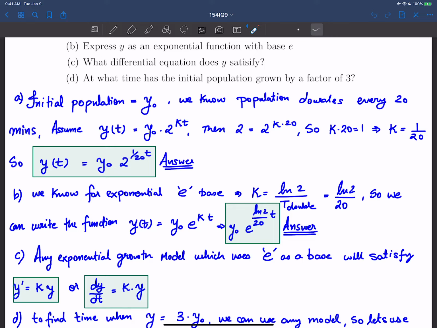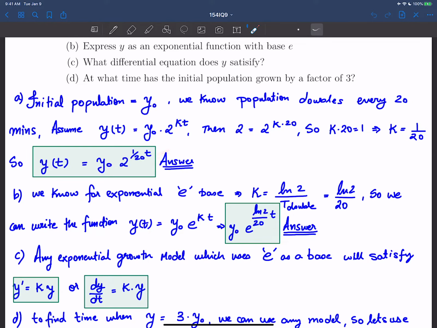Now part D is asking: at what time does the initial population grow by a factor of 3? So we're looking for the t value where the population is 3 times y naught, the initial value. To find that, we can use both models. Both models are working fine. I'm going to use both of them to demonstrate, and it's not going to make any difference, so feel free to choose any one of them.